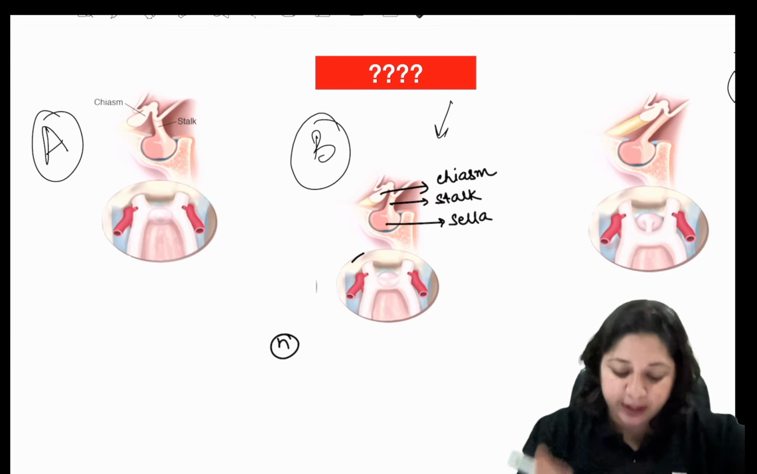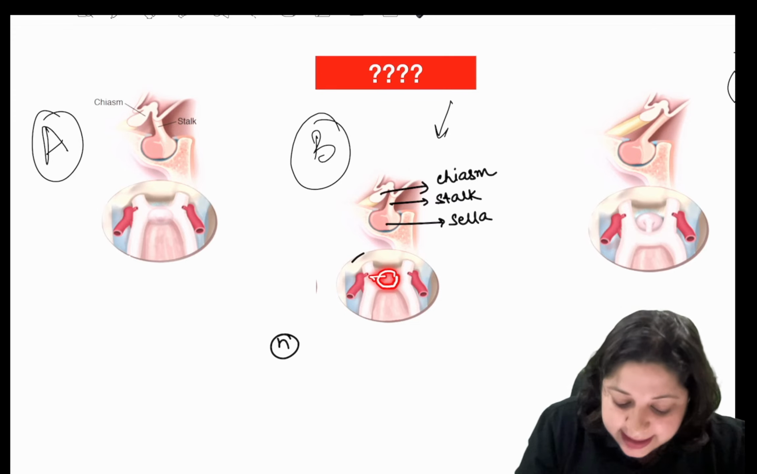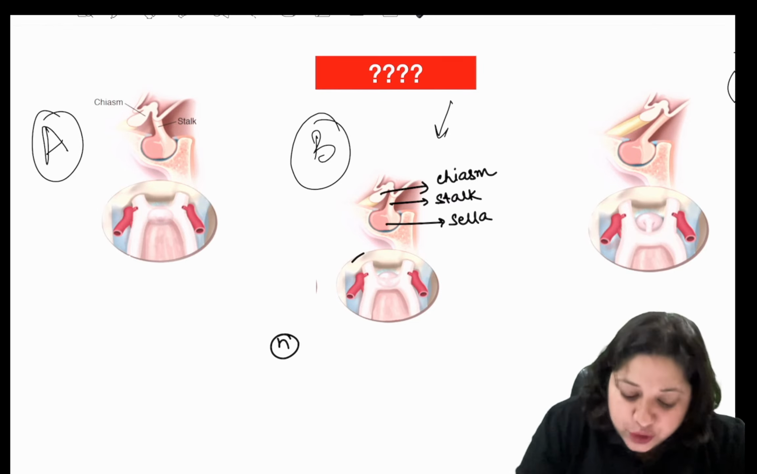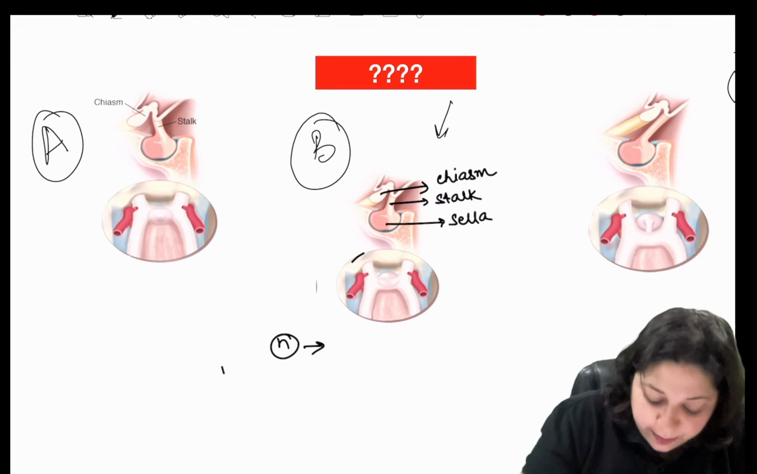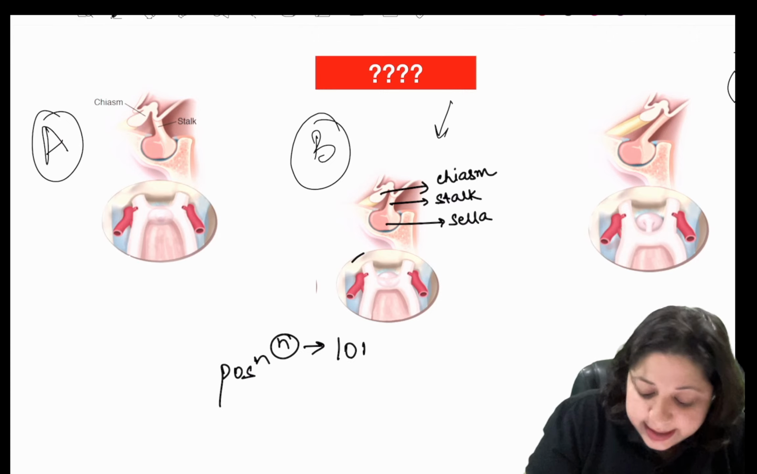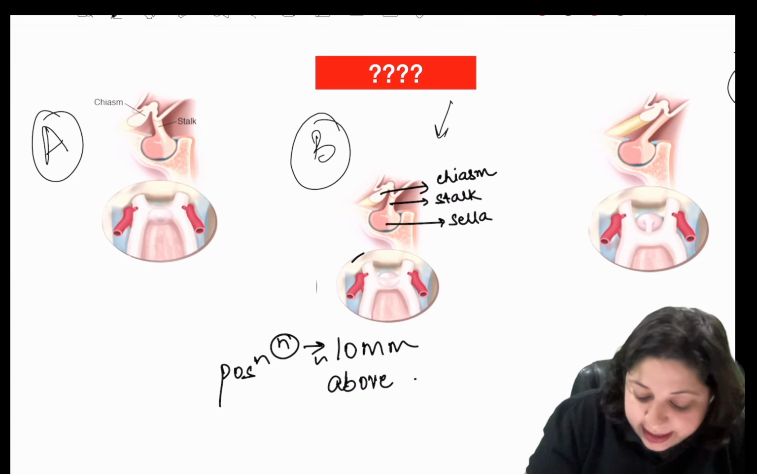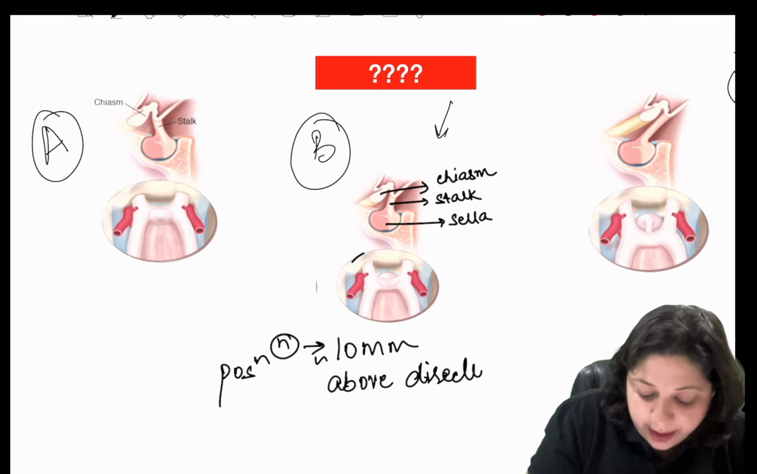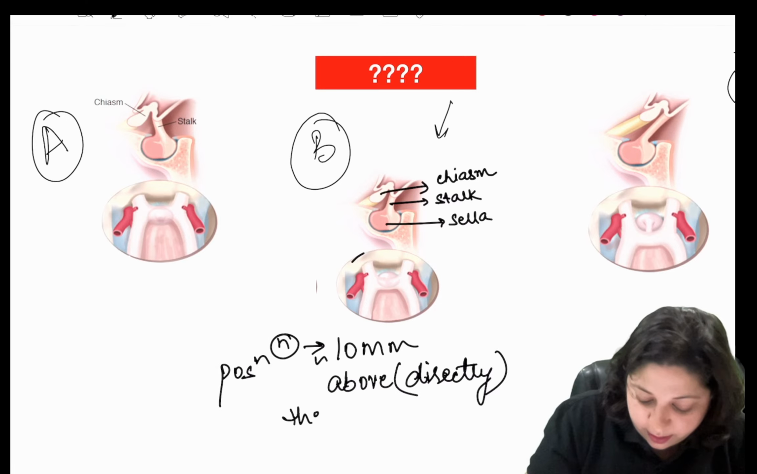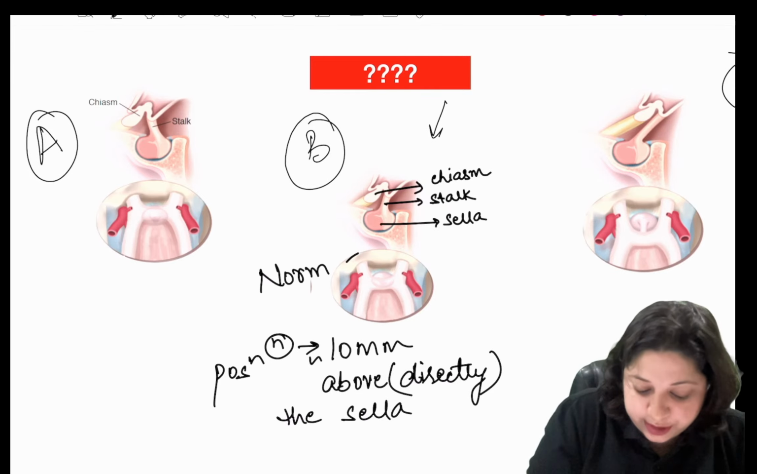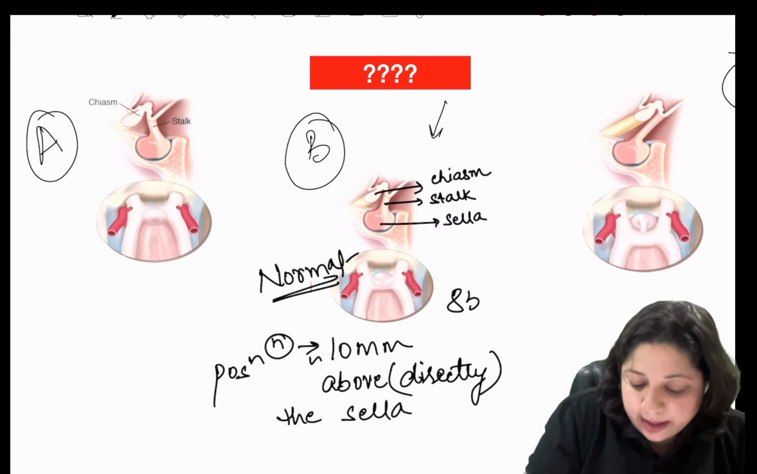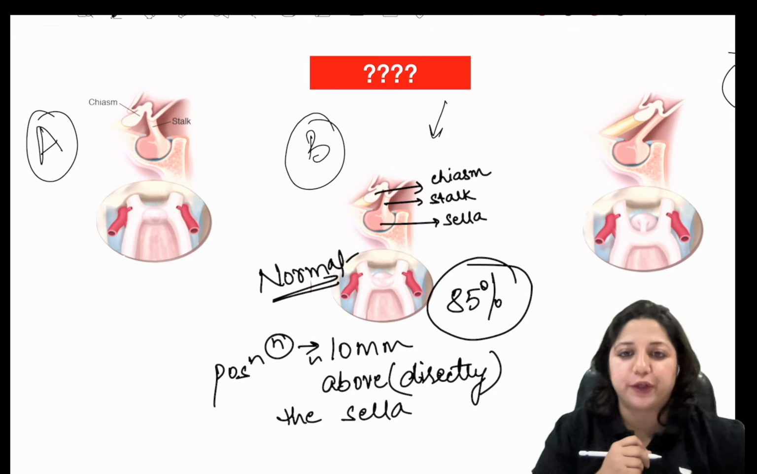There is no SOL. I just mean to show you it is a normal sella, and this is the chiasm which is placed above the sella. So if you see the section here, it is placed above the sella. So the normal position of the chiasm is approximately 10 millimeter above, directly above the sella. So that is the normal position. And this is seen in approximately 85% of the population.